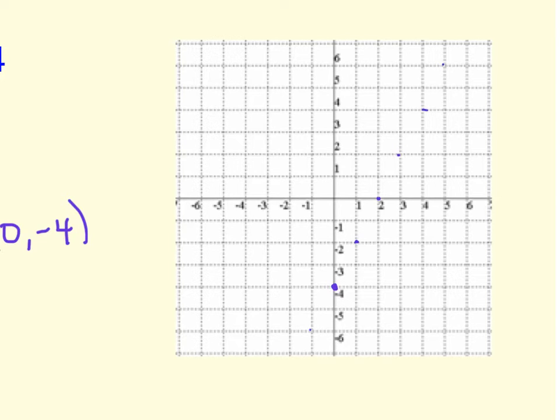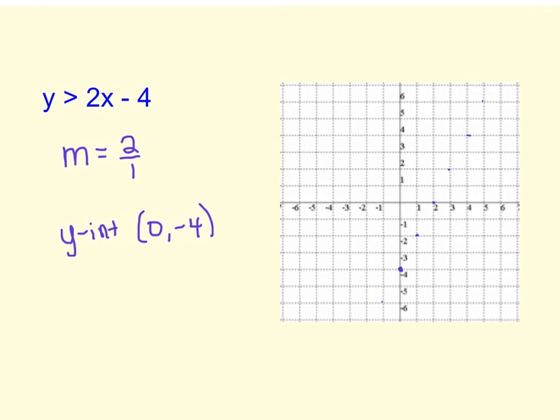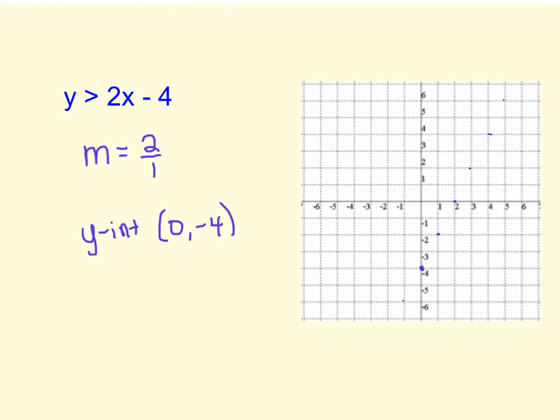Now here comes the new part. We have to figure out what kind of line to draw. Should it be a solid or dotted line? And to determine that, all you have to do is look at the inequality. So that greater than, without the or equal to line, this is going to be a dotted line.